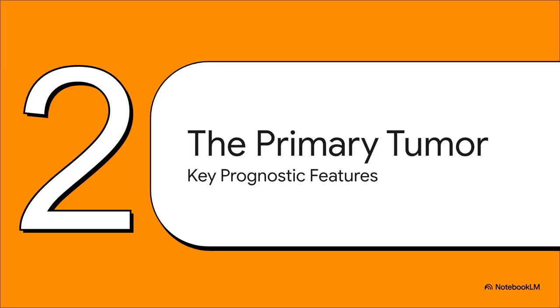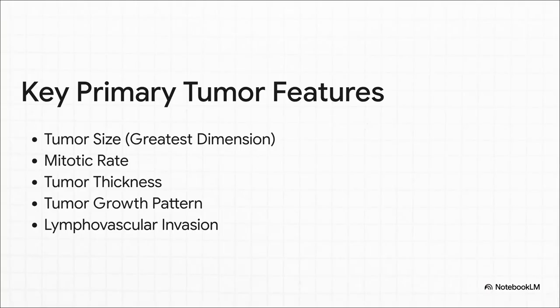All right, let's get to the heart of it, the primary tumor itself. This is where you're going to find some of the most powerful clues about a patient's prognosis. So there are 5 key features you've got to nail down in your report. Tumor size is a big one for staging. Mitotic rate gives you a sense of how fast the cells are dividing. Tumor thickness, and we'll talk more about this in a sec, is hugely important for prognosis. And then the growth pattern and whether or not there's lymphovascular invasion, that tells you a lot about how the tumor is behaving and its potential to spread.